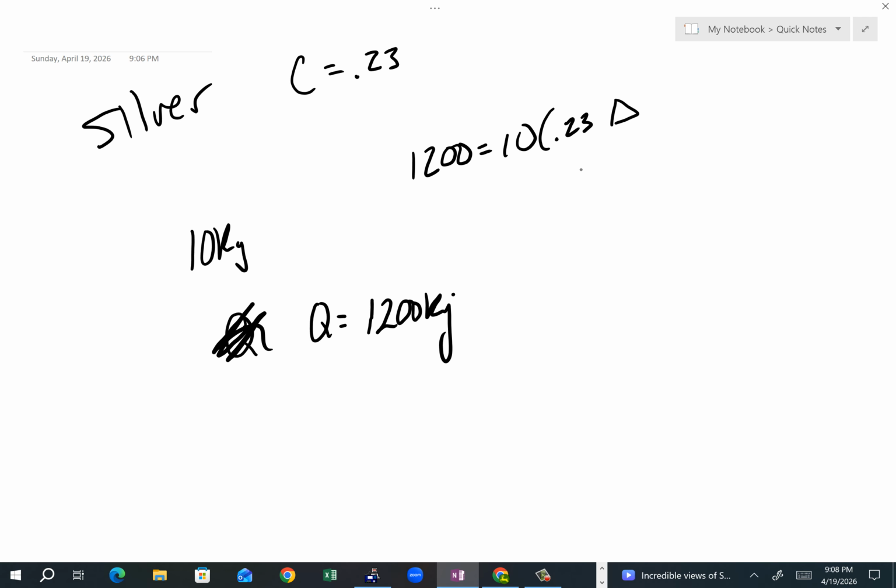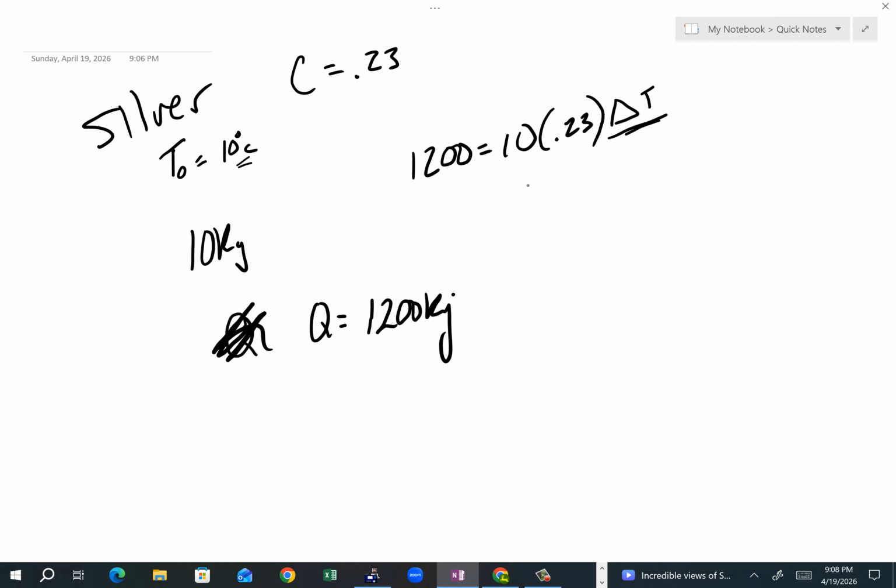Question, what is the temp right now? Currently, the initial temperature is 10 degrees C. Now, you will just normally solve for this and then add it onto this or subtract it, whichever the case may be. You with me?